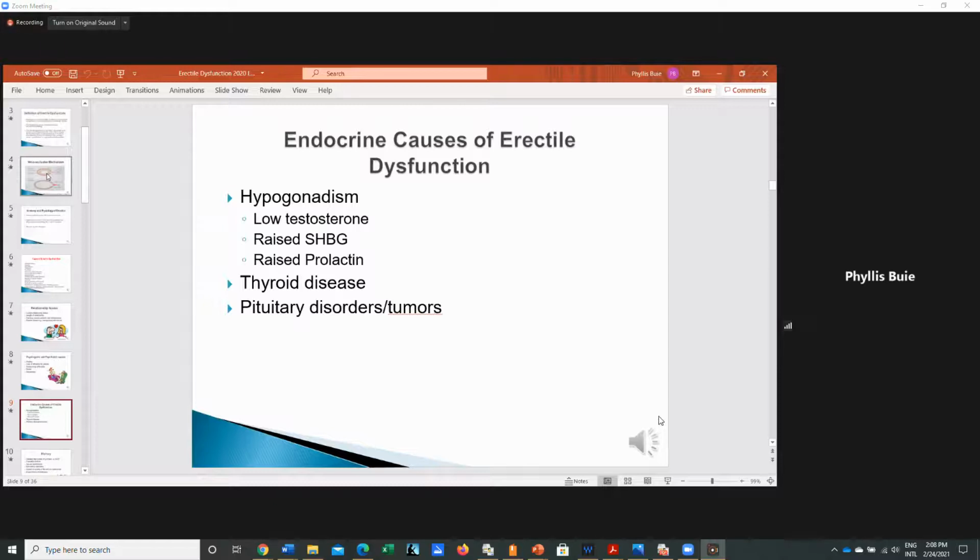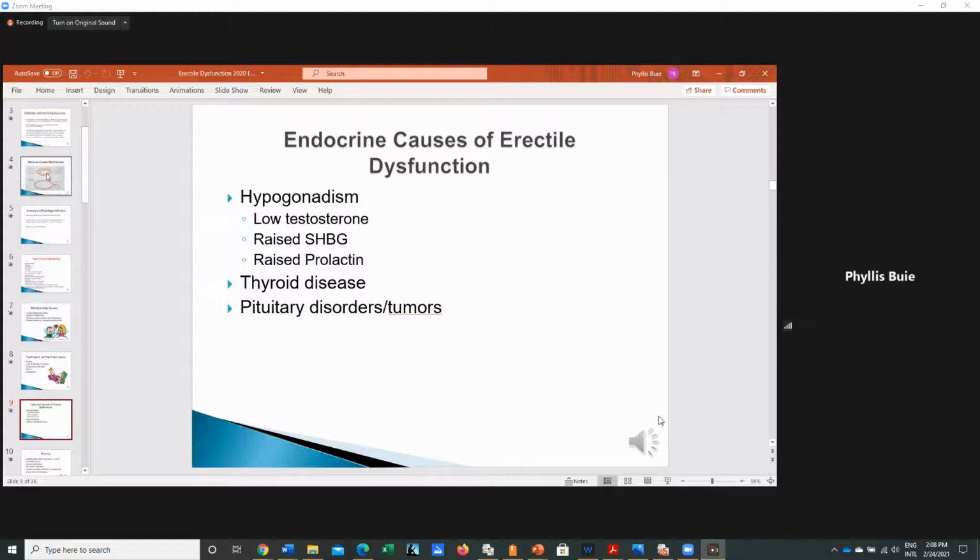And then your SHBG, which is the sex hormone binding globulin, it's made by the liver. And it binds with estrogen and the DHT and testosterone in men and women. So if it's elevated, that may be a cause of dysfunction. And then, of course, prolactin is secreted by the pituitary gland. So if it's elevated, that might be a problem.